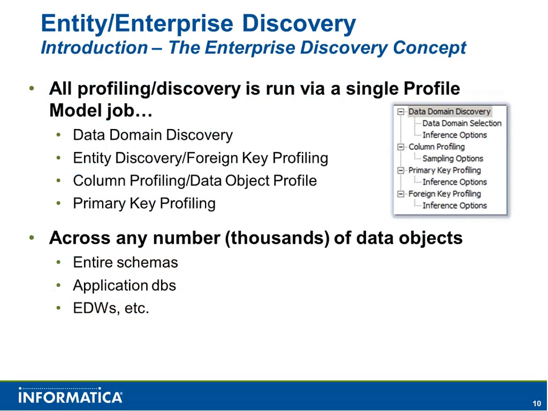Basically, all of this profiling discovery is run by a single profile model job. In a single job, we can do data domain discovery, entity discovery or foreign key profiling, column and data object profiling, and primary key profiling. Again, we can do this across any number, up to thousands of data objects. So you can pick entire schemas, application databases, your enterprise data warehouse, etc. Obviously, the more you pick, the more resources it will require, but if you have the resources there, you can do this across huge data sets and numbers of data objects.